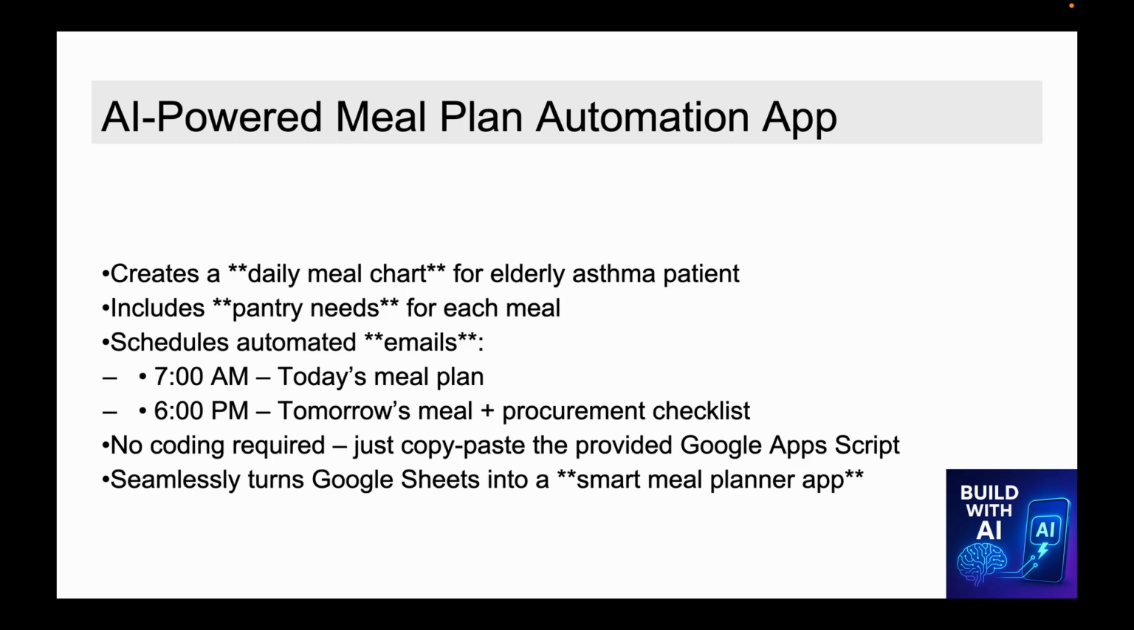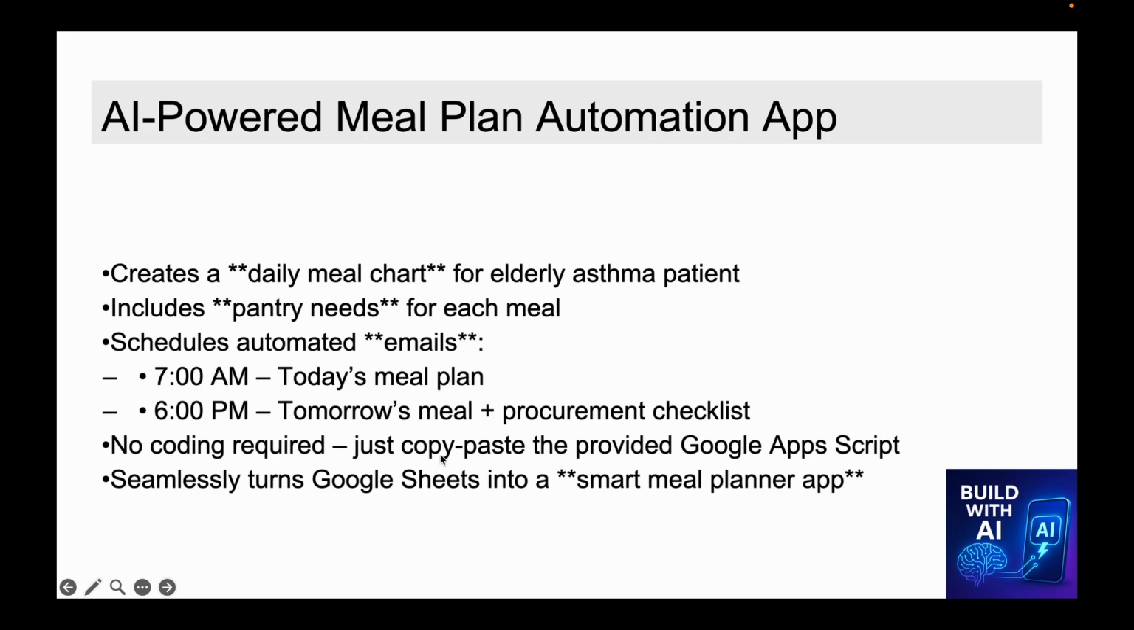We are going to look into this step by step. So what are the steps? What you see over here is the requirement that we have. Create a daily meal chart for an elderly asthma patient, then include pantry needs for each of the meals. You should be aware of what is needed for cooking all those meals. Schedule automated emails: 7 a.m. today's meal plan, 6 p.m. tomorrow's meal plan, and a procurement checklist.